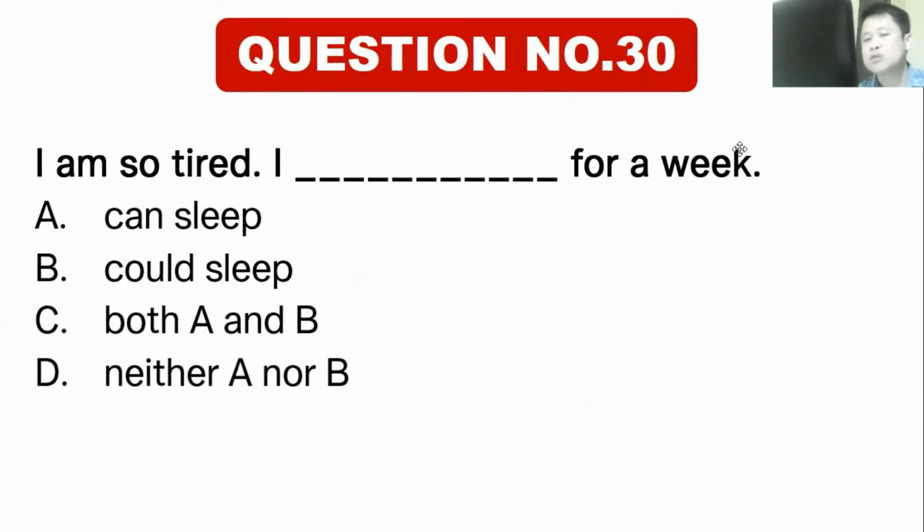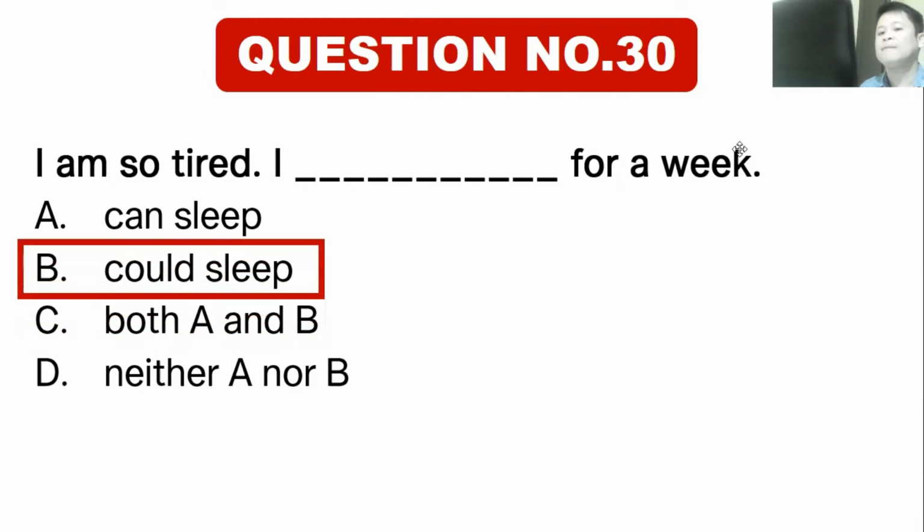Again, I am so tired. A, I can sleep for a week. Letter B, I could sleep for a week. Letter C, both A and B. Letter D, neither A nor B. What is the correct answer? The correct answer is letter B, could sleep. I'm so tired, I could sleep for a week.